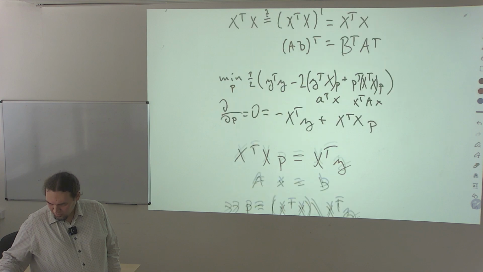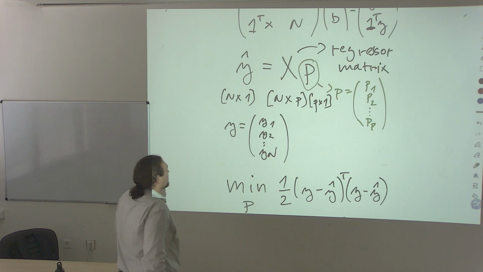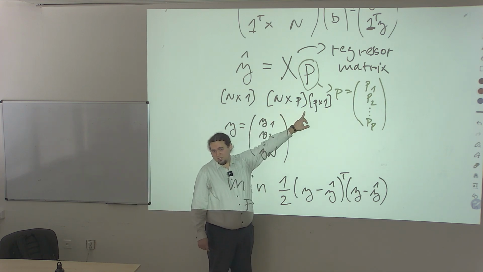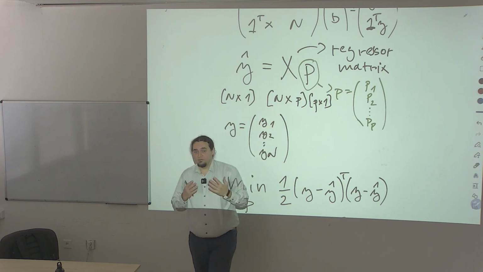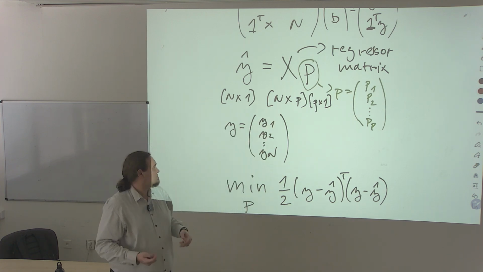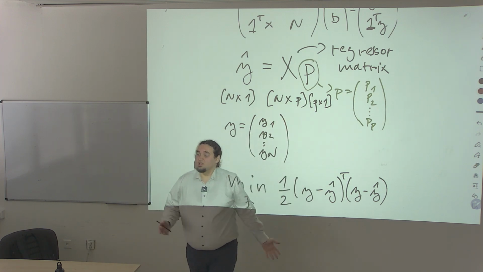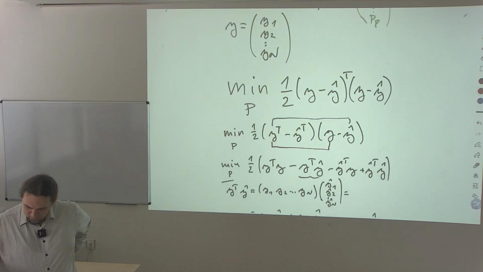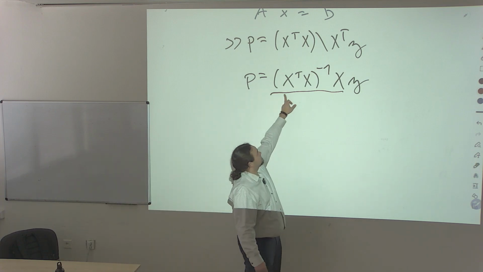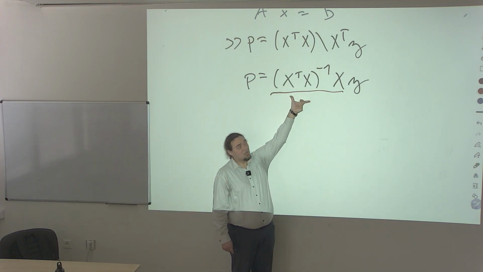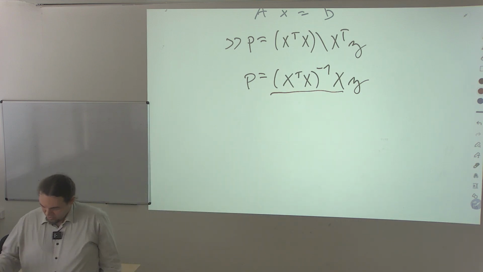Remember that our matrix X, the regression matrix, is not square, because it has as many rows as we have experiments, observations, and as many columns as the number of parameters. So it's not square in general, and that's why we need to do this trick to make X transpose times X square. Now we can apply the inverse and so on.